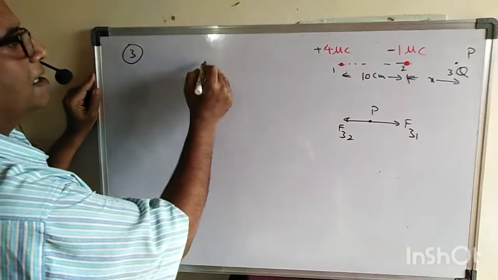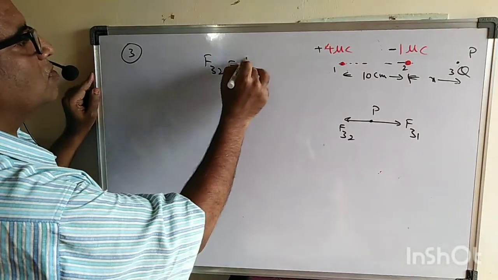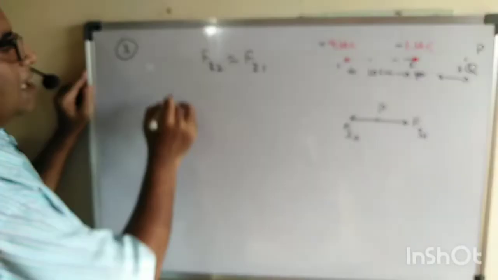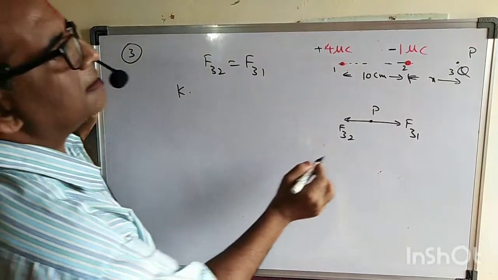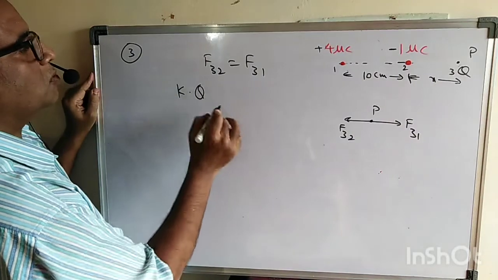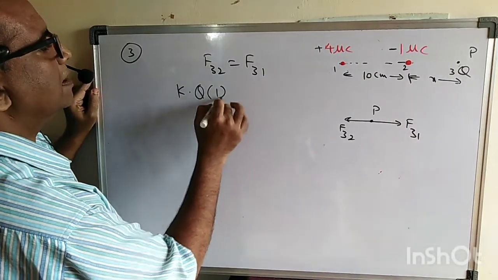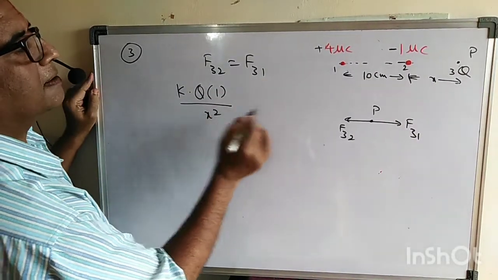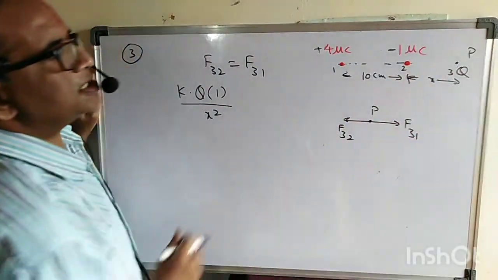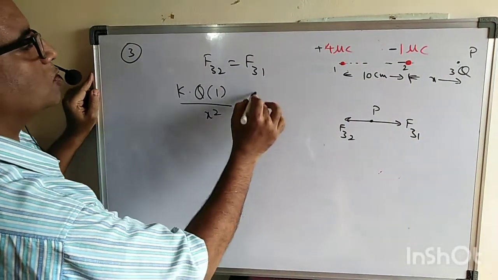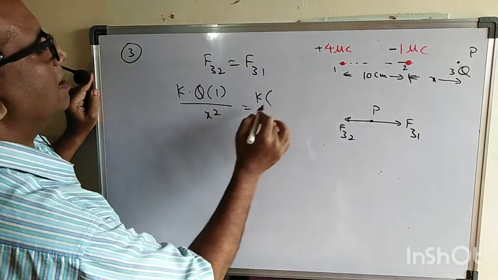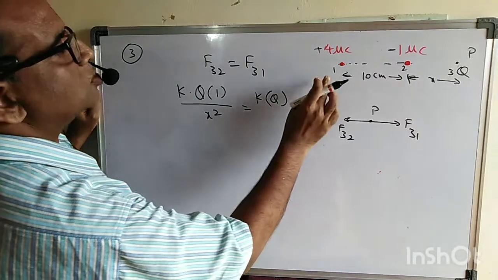So here F32 equals F31. Therefore K times Q, and what is 2? 1 by x square, because between 3 and 2 the distance is x. That equals K times Q, between 1 and 3.